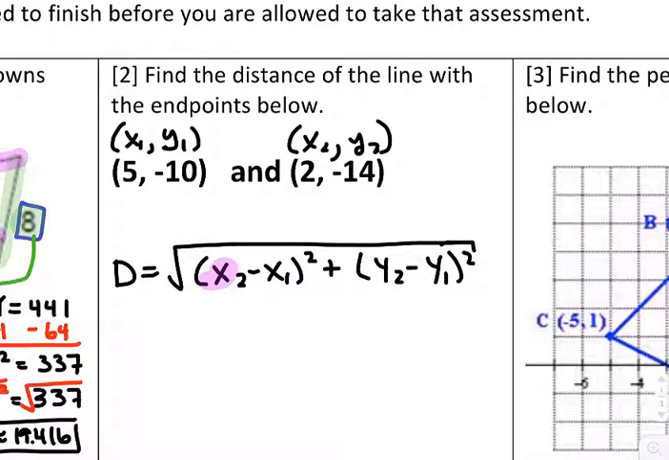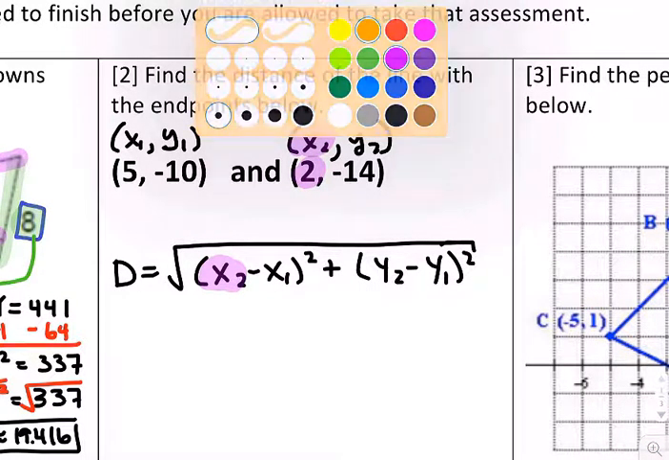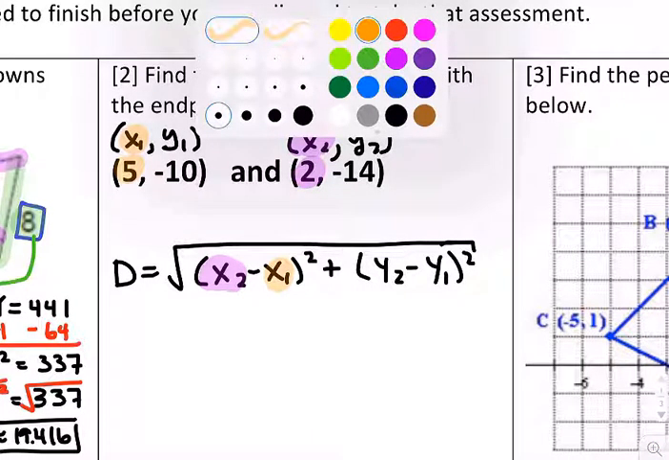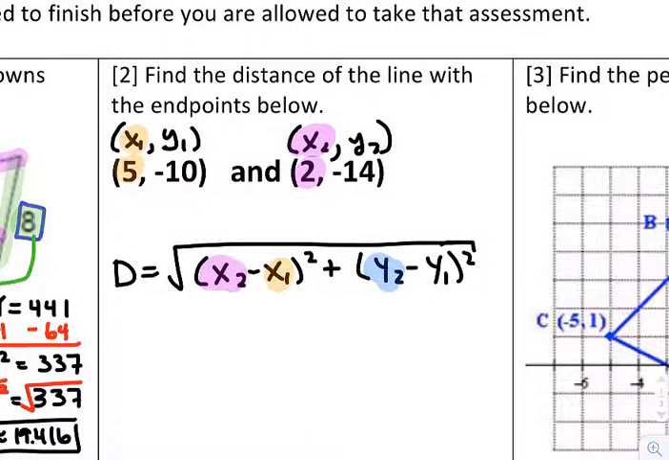And so just kind of matching a little bit here, we have x2, which will be our second x point, which will be 2, of course. We have x1, which is our first x point, in this case it's 5. We have y2, which is our second y point, which is negative 14. And to round it out, if we want y1, we need our first y point, which in this case is negative 10. And so I'm not going to try to color match this, but I am going to go ahead and do some substituting here.